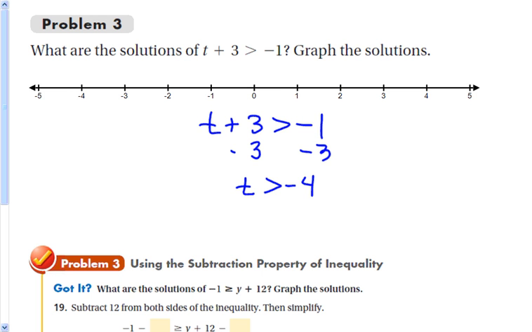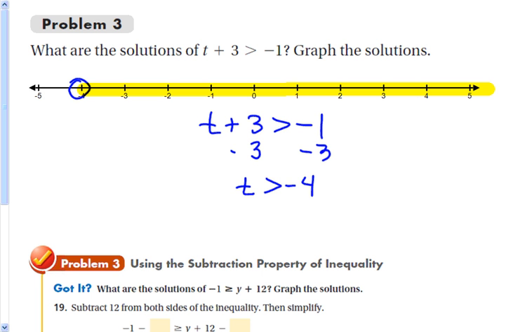And then we want to check those solutions. So if I graph t is greater than negative 4, I'm going to put an open circle at negative 4. And I want all points that are higher than that. So everything to the right of that I need to shade. So all of these numbers from there and on to infinity are solutions. And then I want to check 2 things.